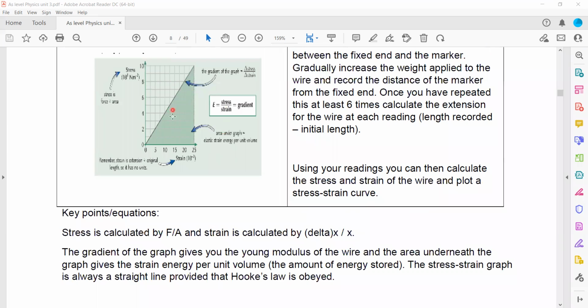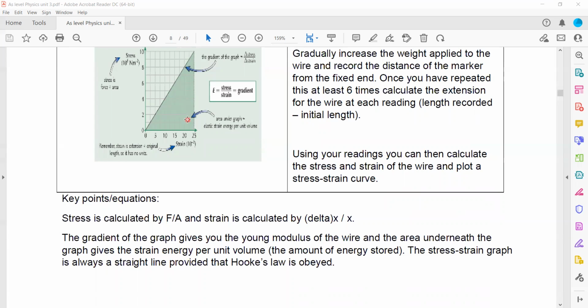And if you want to find the energy stored, that will be the area under the graph. So on a stress strain graph, the area under the graph will give us the energy stored by the wire.